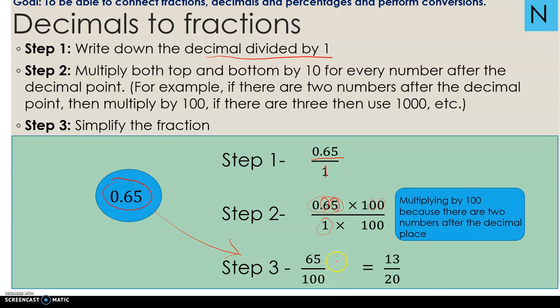And remember the final step, in order to get full marks, you always have to simplify your fraction. So in this case, 5 times 13 is 65 and 20 times 5 is 100. So basically we've done divide by 5 up and down to get our simplified fraction. So our final answer is 13 over 20.